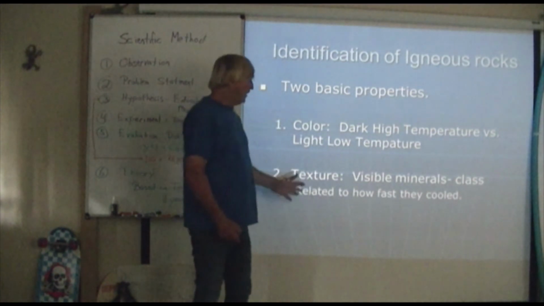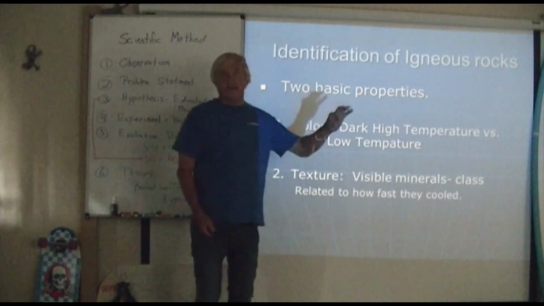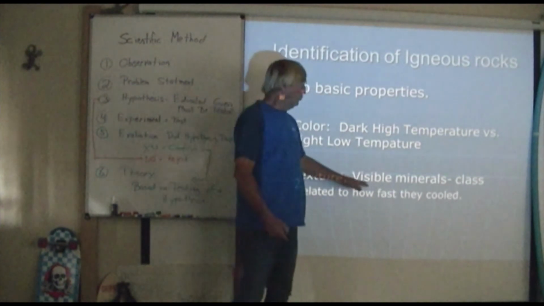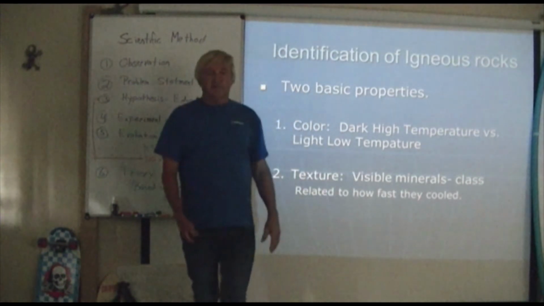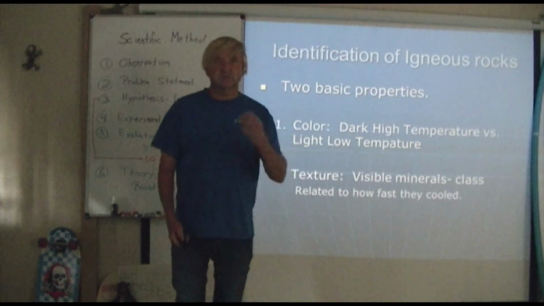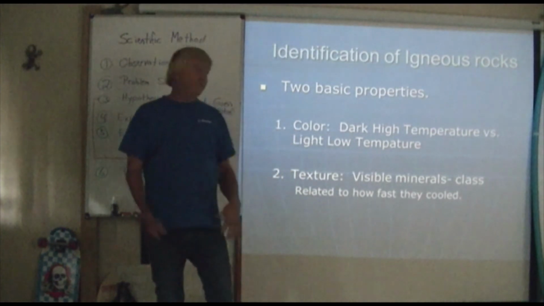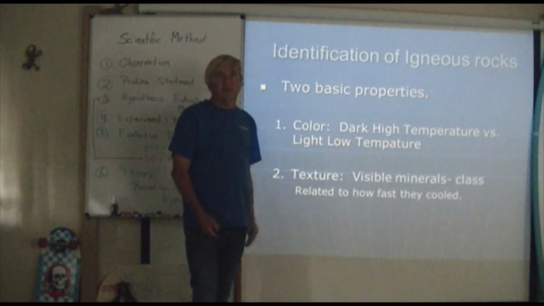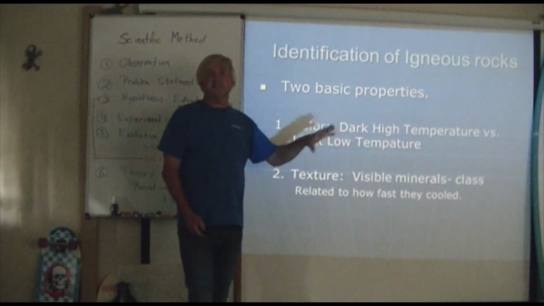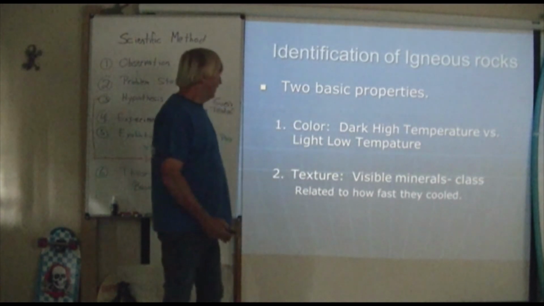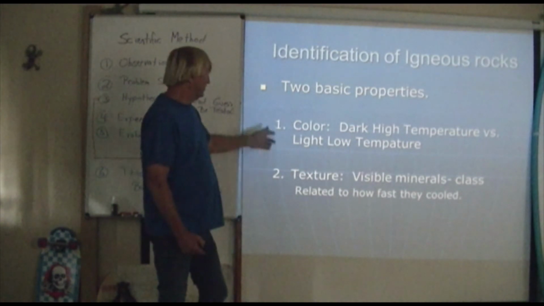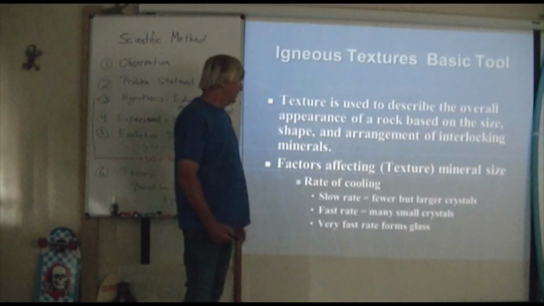So if the rock has visible minerals and those minerals are big, that tells you this rock cooled very slowly. If that rock has very fine crystals, then it formed fairly quickly. If it has no crystals in the structure whatsoever, that means it almost cooled instantaneously as it came out of the ground. And so these are the two things we look at when we identify igneous rocks. We look at color and we look at texture.